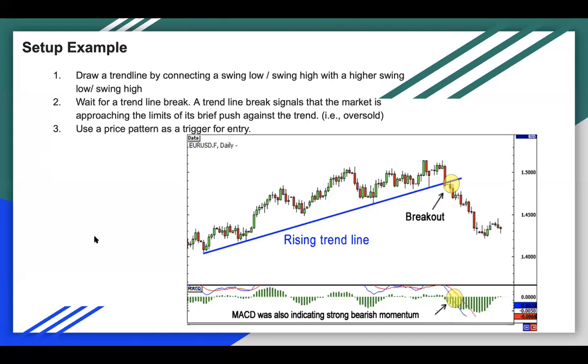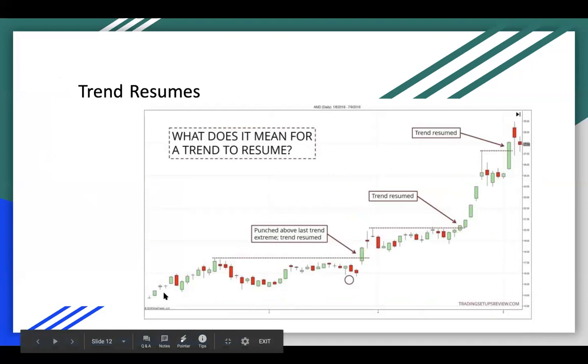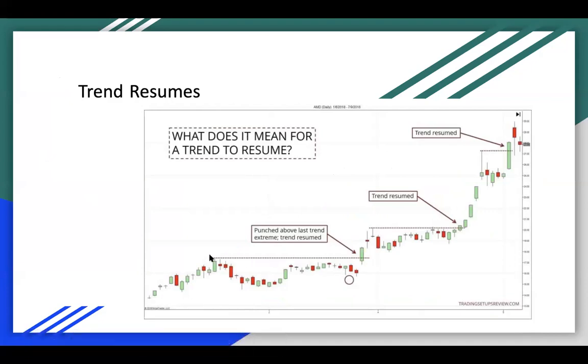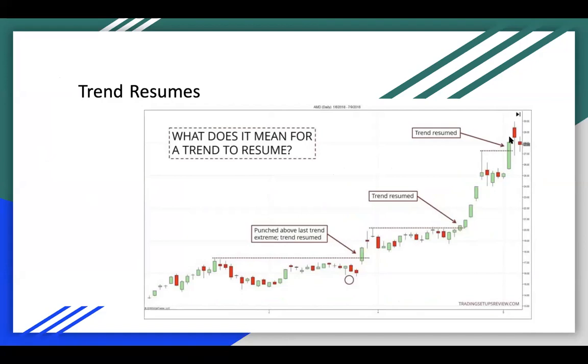You can use a price pattern as a trigger for entry. What does it mean for a trend to resume? You can make different resistance levels on the chart, on whatever you're looking at. In this case, you have a lot of resistance over here and it couldn't break. This breakout, that's the type of trades that you kind of want to take, the breakouts of the resistance. And then you can see that it creates another one and it breaks out again.